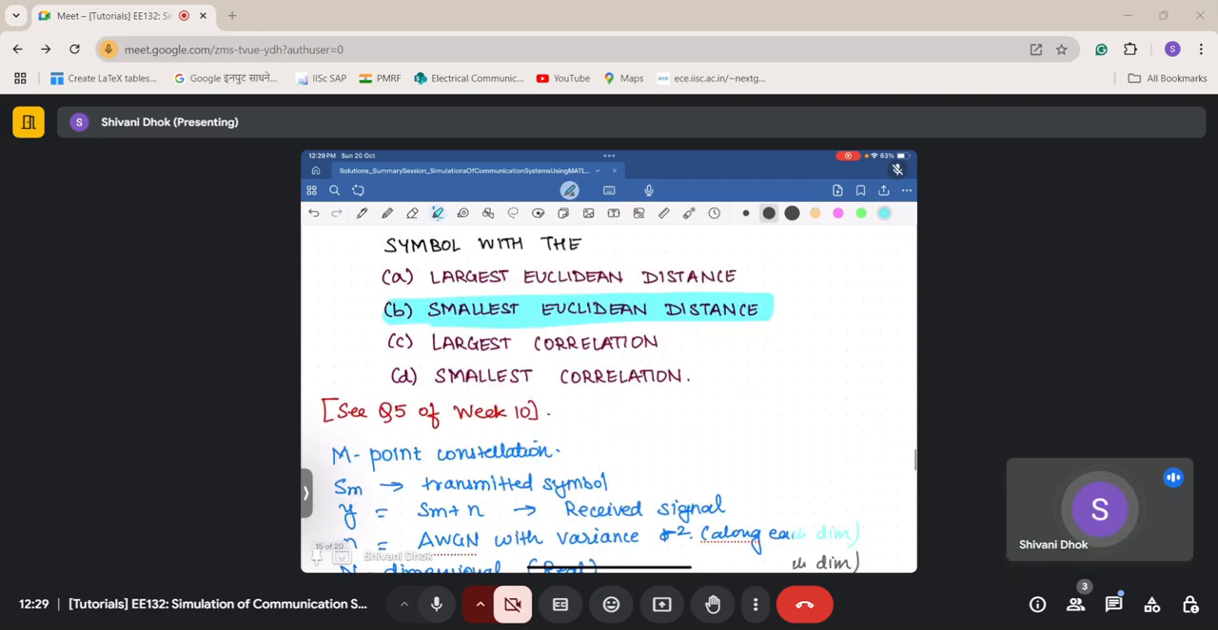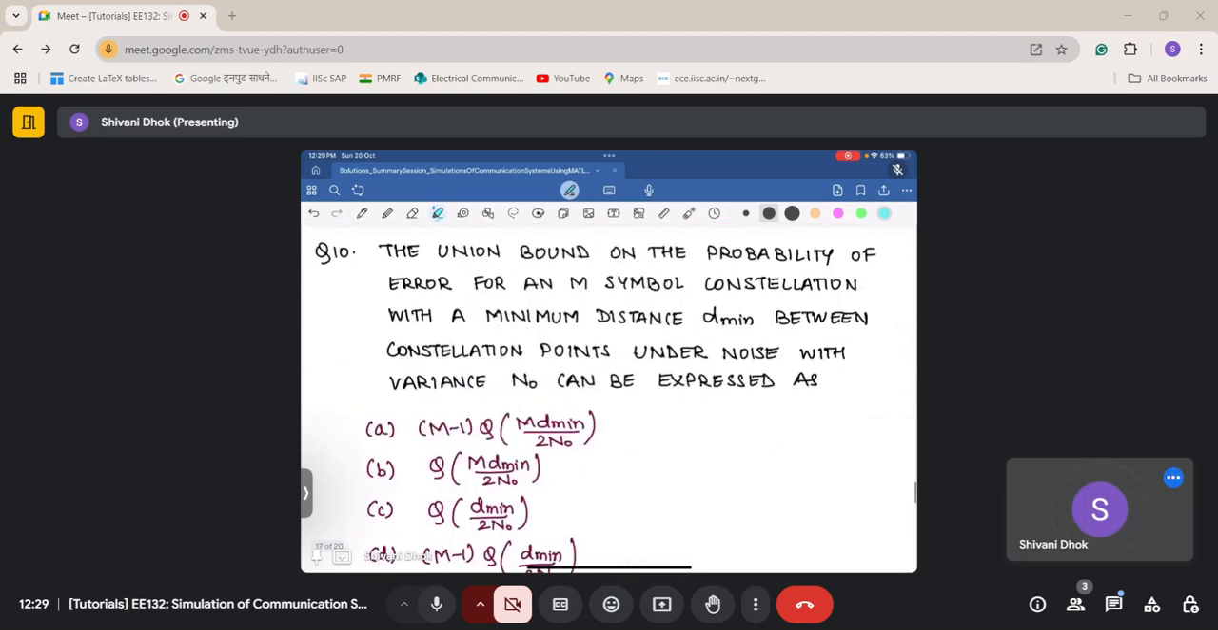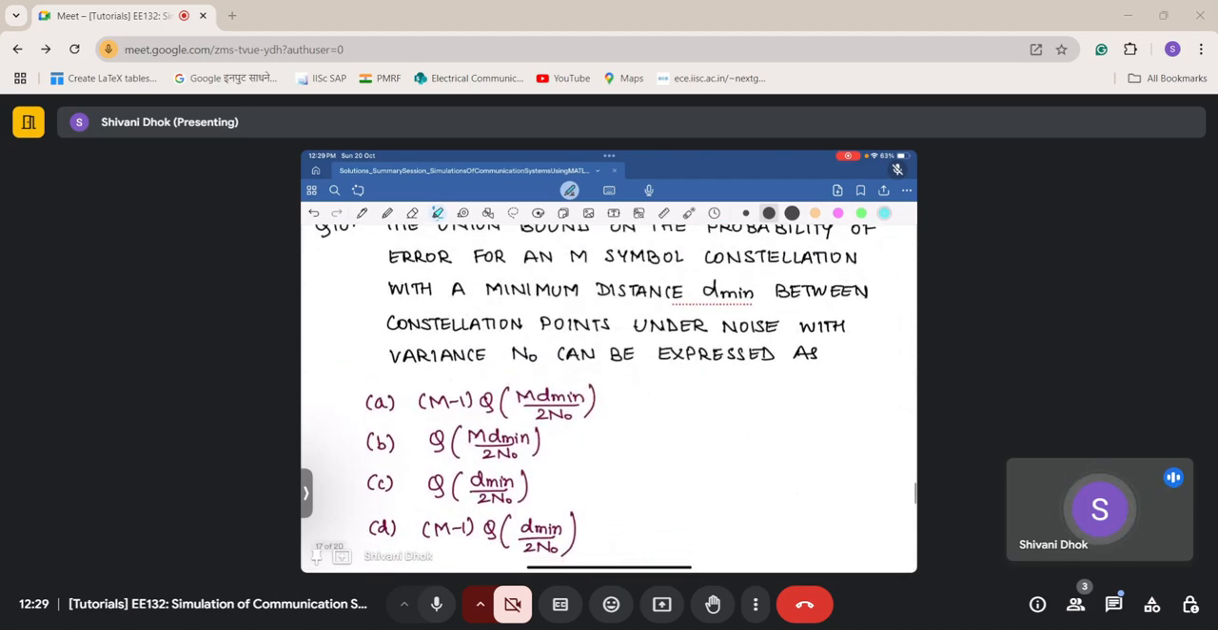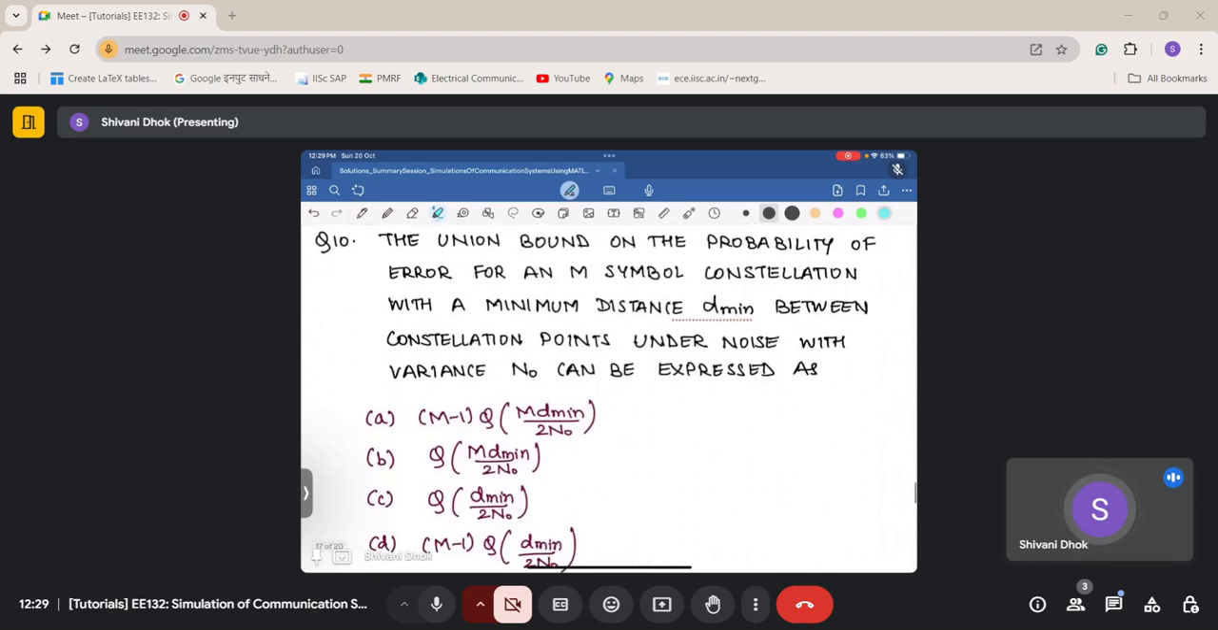Okay, now let us move on to the next question. I see one question in the chat box. I'll answer. Yeah, so this is the next question. It says that the union bound on the probability of error for an M symbol constellation with a minimum distance d min between the constellation points under the noise with variance n0 can be expressed as.